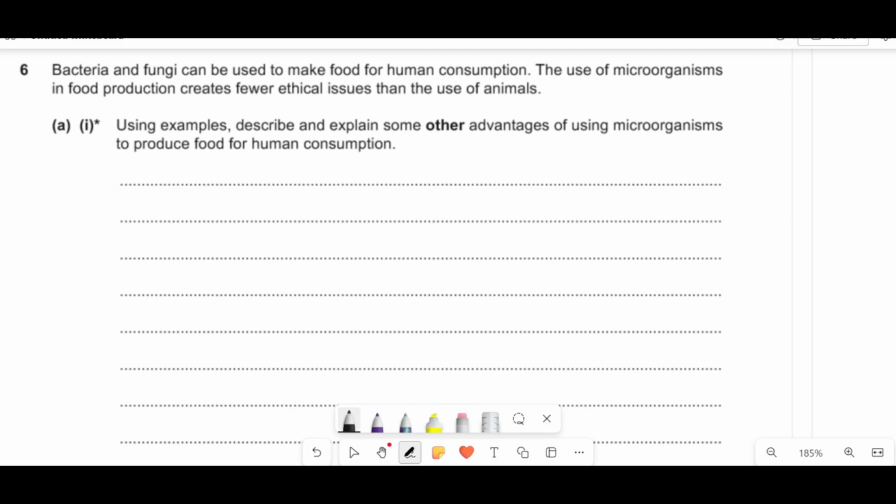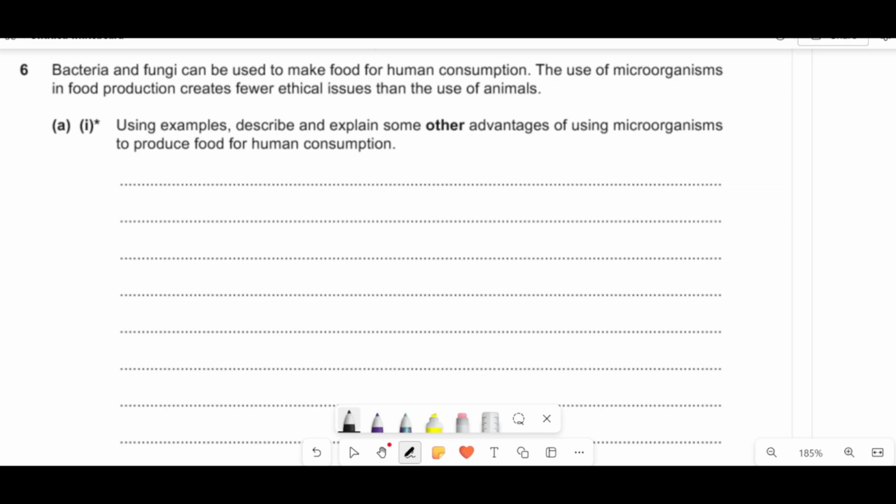So what we can do is make mycoprotein, for example, or Quorn. That's something that we use. And some microorganisms can actually use straight-up waste materials, which can then be converted into useful foods as well. And that's good because you can get rid of waste products. As well as that, what other advantages?